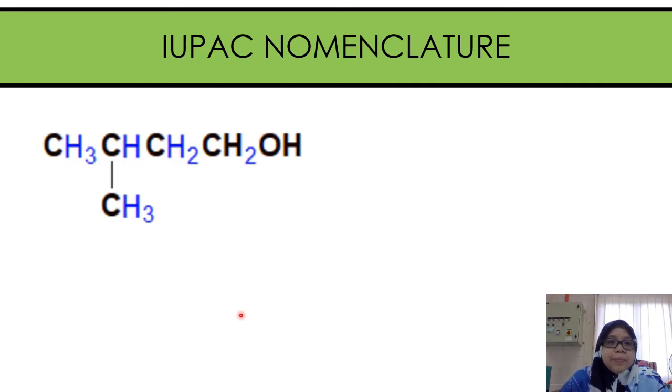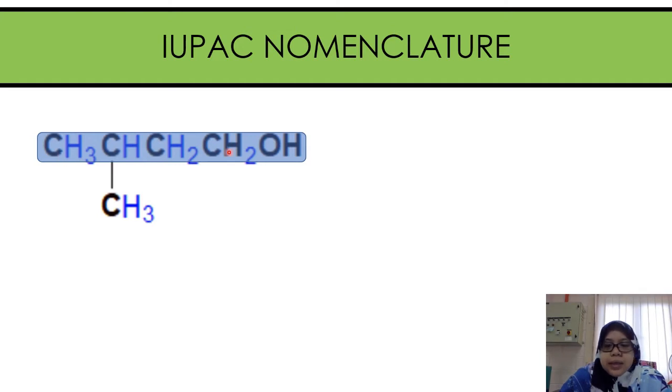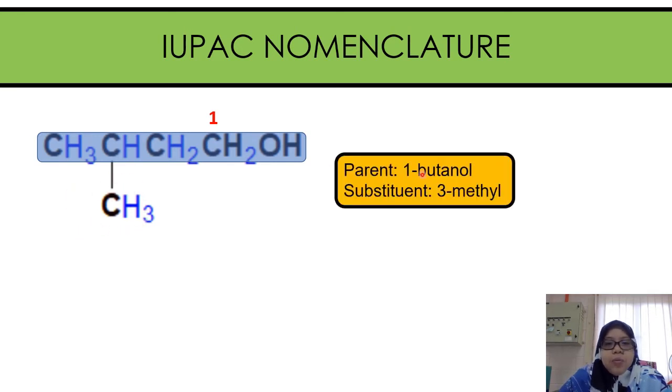Okay, we look at this example. In this example, how many carbons are in the parent chain? There are 4 carbons in the parent chain. Where is our first carbon? Our first carbon is the carbon that is nearer to our functional group, which is OH. So this is our first carbon, second, third, and fourth. So we have 4 carbons in the longest chain. And then we have one substituent, which is methyl. So our parent is 1-butanol.